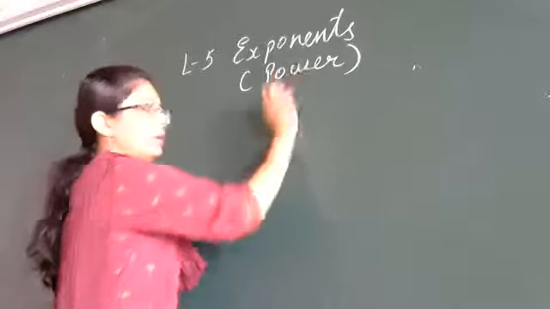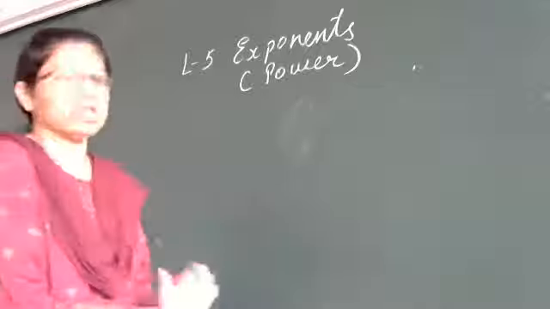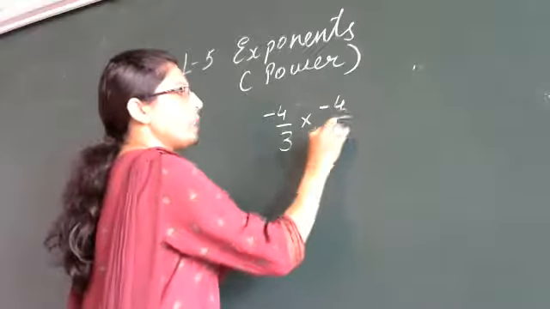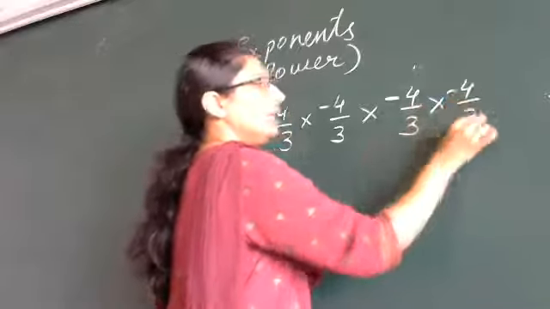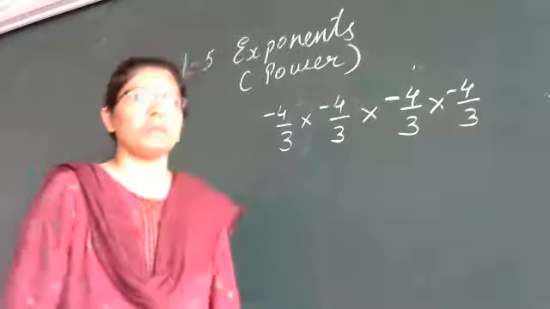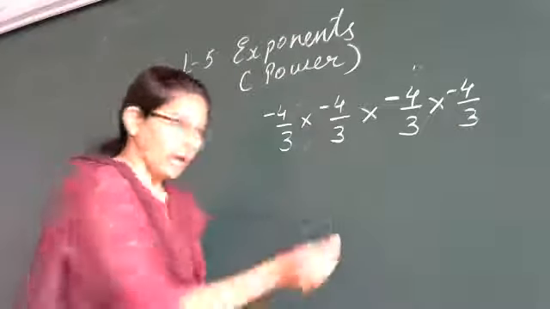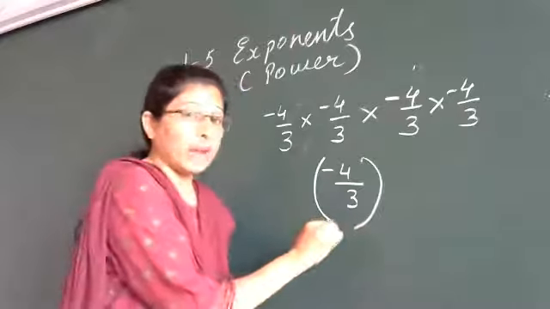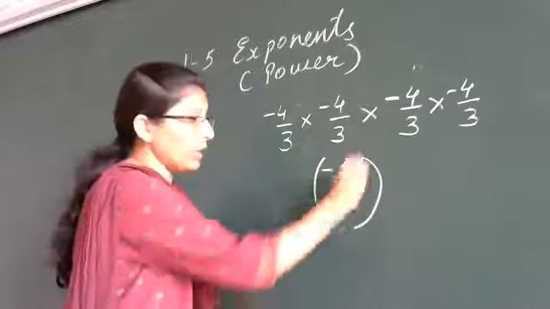Okay, next is expressed in power notation. Now, if it is given minus 4 by 3 multiplied with minus 4 by 3 multiplied with minus 4 by 3 multiplied with minus 4 by 3, how will you write this in exponential notation? Minus 4 by 3, correct. Minus 4 by 3 in brackets. Why are we writing brackets? Because the minus is there and we have a rational number, so we write the bracket.